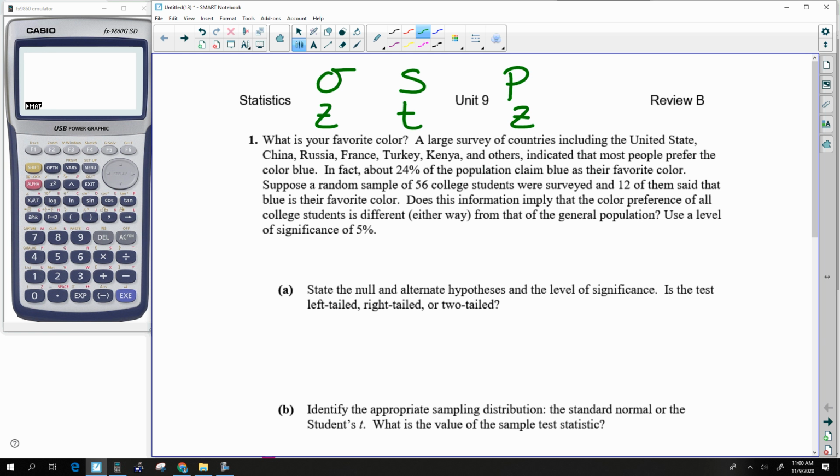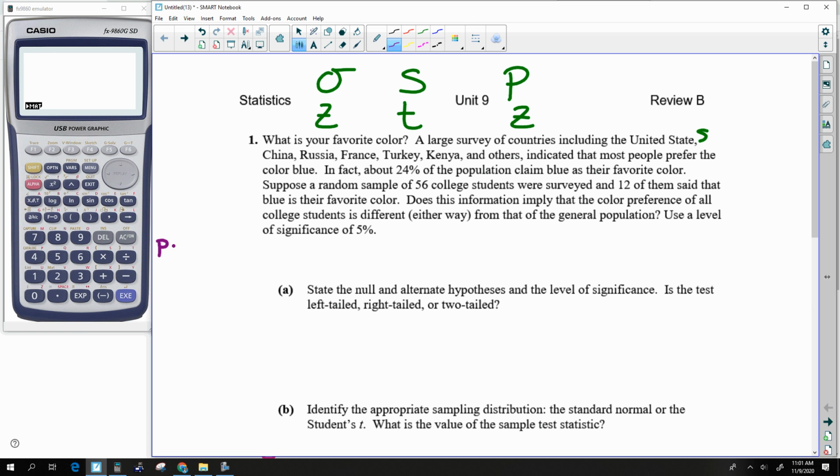What is your favorite color? A large survey of countries, including the United States, China, Russia, France, Turkey, Kenya, and others indicated that most people prefer the color blue. In fact, about 24% of the population claim blue as their favorite color. Suppose a random sample of 56 college students were surveyed, and 12 of them said that blue is their favorite color. Does this information imply that the color preference of all college students is different from the general population? Use a level of significance of 5%. So yes, indeed, this is a probability problem.